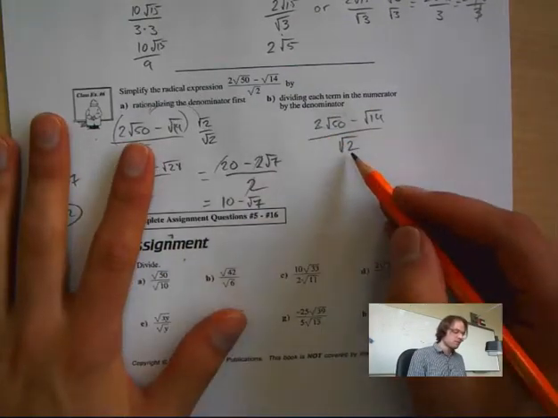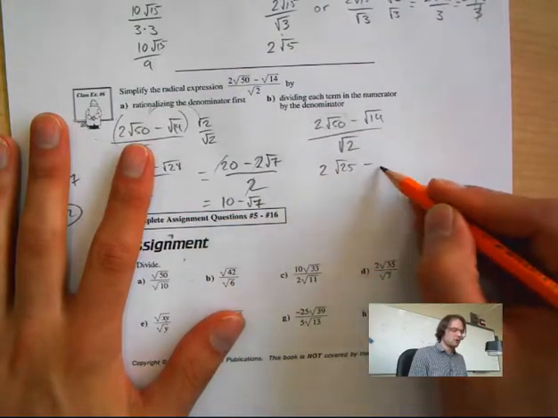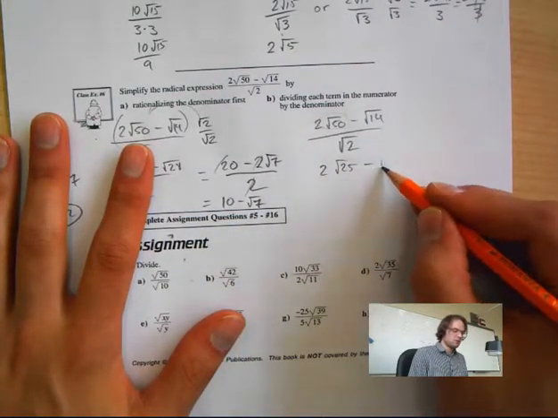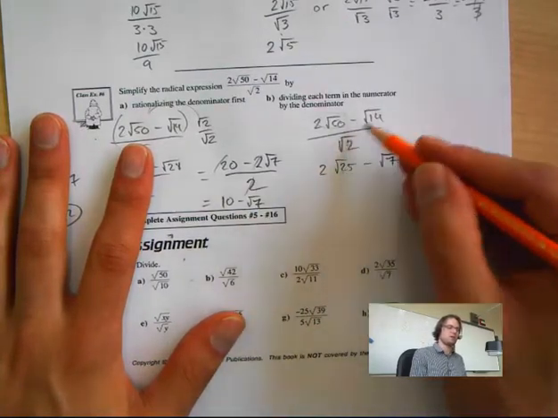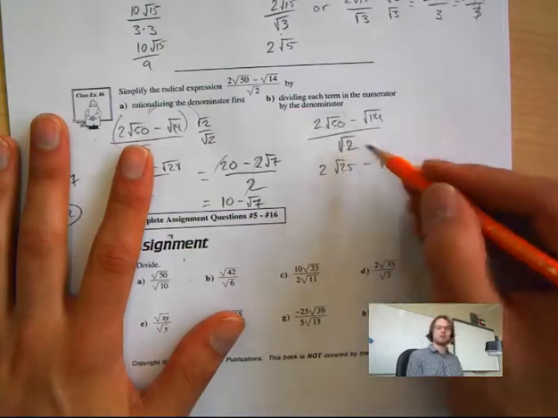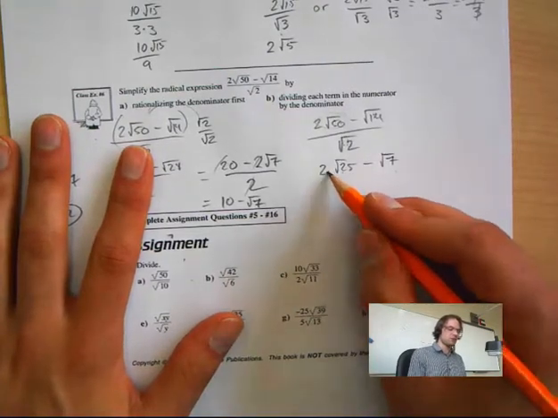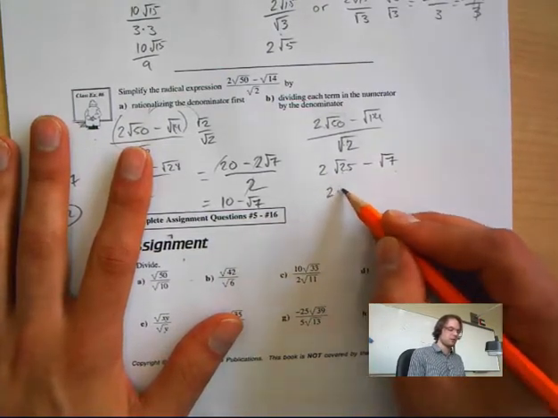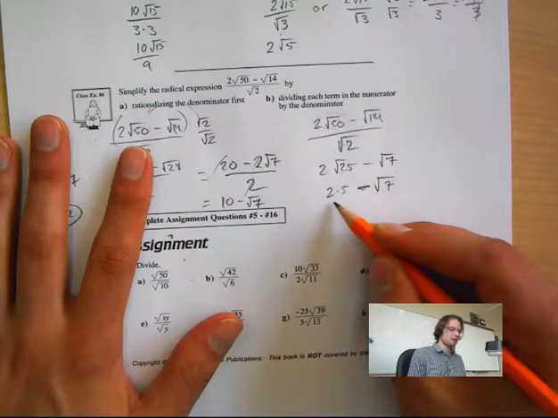So let's try this out. I'm going to get 2 root 25 minus root 7. Because 50 divided by 2 is 25, and 14 divided by 2 is 7. All right? Now, what are we left with? Root 25 is 5. 2 multiplied by 5 is 10, subtract root 7, so we get 10 subtract root 7. That's everything.